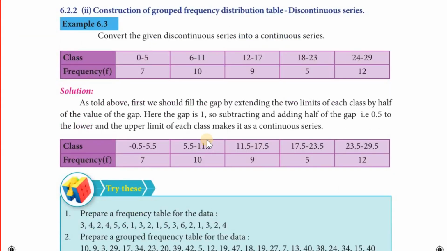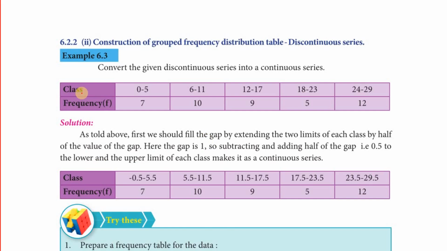Okay. Now next is this question, construction of grouped frequency distribution table for a discontinuous series. Now you have to convert the given discontinuous series into a continuous series. See over here, class is 0 to 5, frequency is 7, 6 to 11, 10 and so on. This is discontinuous. Why? Because of 5 and 6, there is a gap of 1. Remember, we should fill the gap by extending the limits of each class by half of the value of the gap. So what's the gap over here? The gap is 1. So we will do our usual subtract half and add half.